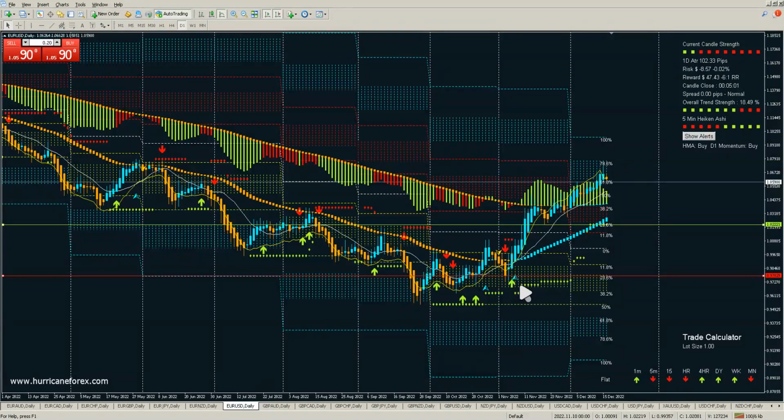Now here's the second buy, and you can see we've got this group of buys here. You notice that the 50 period Heikin Ashi moving average does start turning blue. You see that?